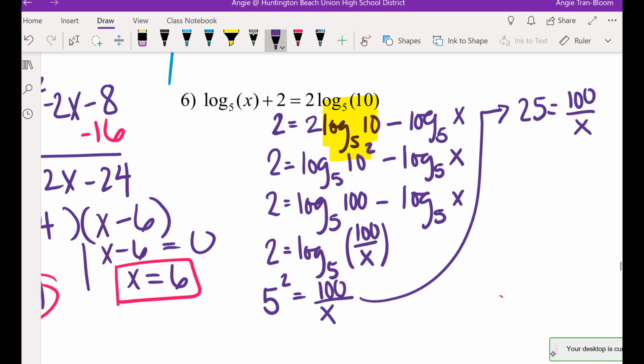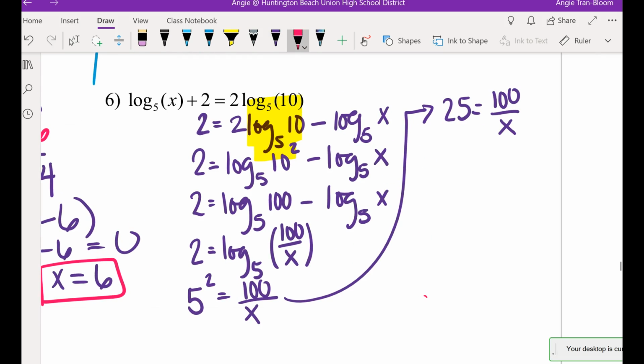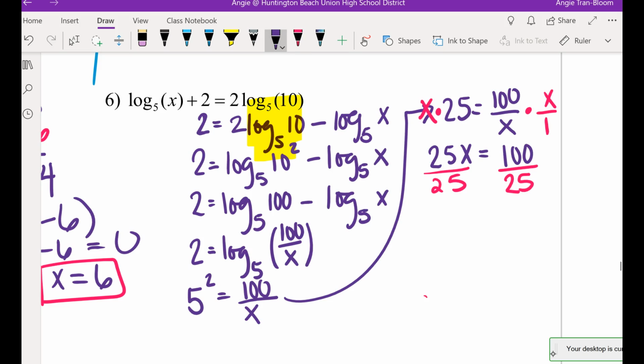Bella, how do you solve x from here? Multiply both sides by x, so I can cancel that side. If we multiply both sides by x, we have 25x on the left. What's happening to x on the right? It cancels, so we have 100. Very good. Divide both sides by 25. How do you solve x? Then, Dominic, 100 divided by 25 is 4. Should I box that up? Yes, because when I check, I can keep it.